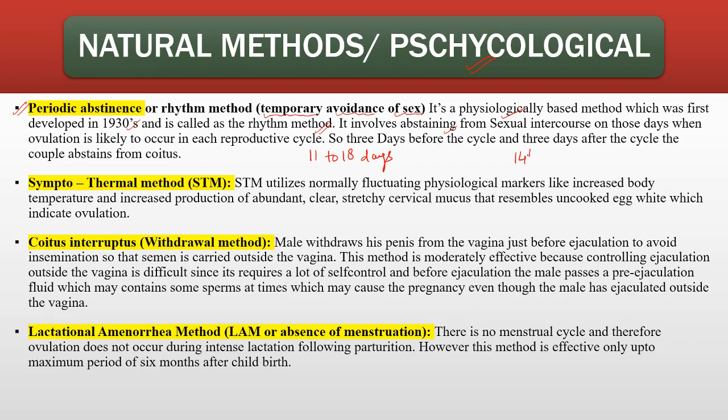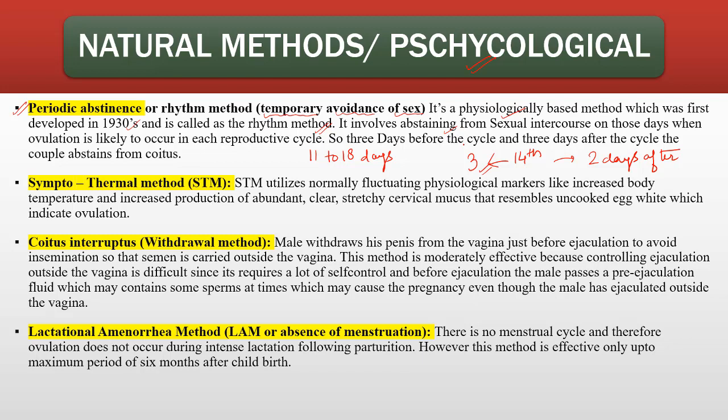If ovulation happens on the 14th day, it is around 3 days before and 2 days after, so almost days 11 to 18 of every reproductive cycle. So it involves abstaining from sexual intercourse on those days when ovulation is likely to occur. If intercourse happens within those days, there could be a chance of the ovum getting fertilized.